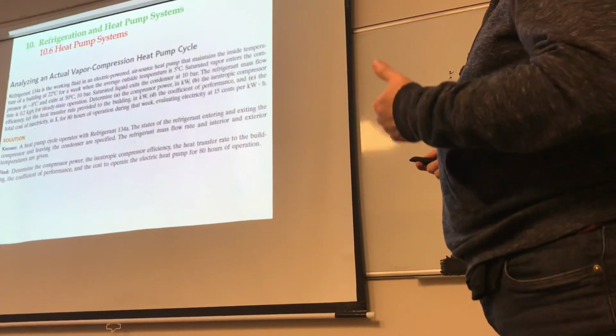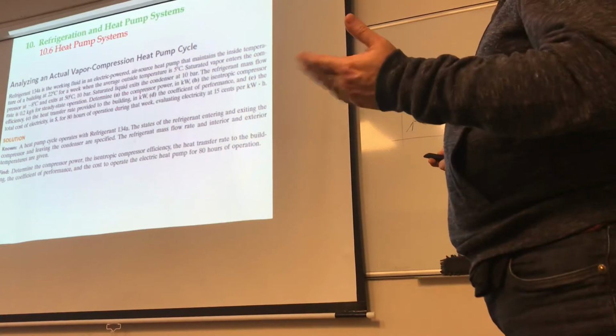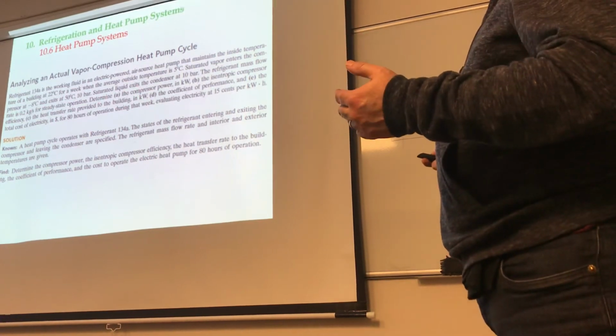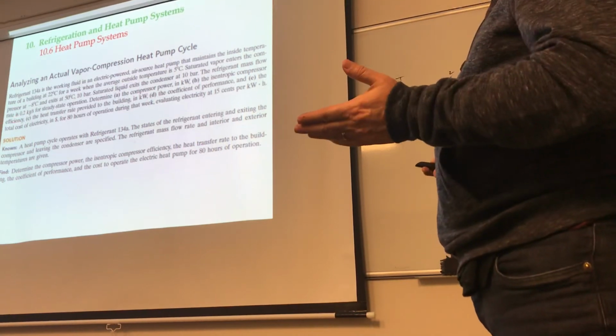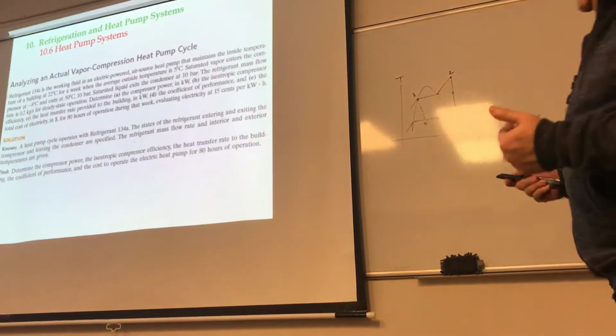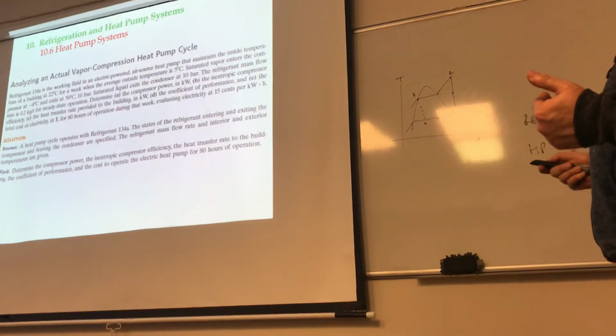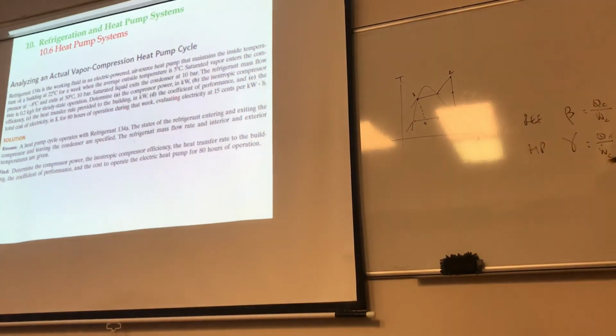The refrigerant mass flow rate is given, and I don't even know why this power is in here. What is the compressor power? What is the isentropic efficiency? What is the heat transfer rate provided to the building? Coefficient of performance, and then total electricity, and so forth.